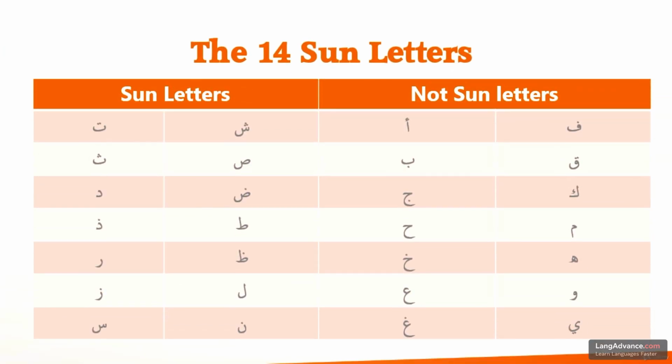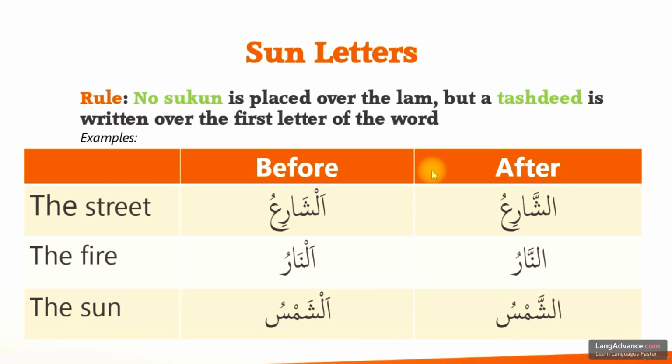This table shows the 14 sun letters and the other non-sun letters. So these are the sun letters: ta, tha, dal, dhal, ra, za, sin, shin, sad, dad, ta, dha, lam, noon. Whenever these letters are in the first place, in the definite form the letter will double and the lam will have the sukun removed. So the rule is that no sukun is placed over the lam, but a tashdid is written over the first letter of the word.